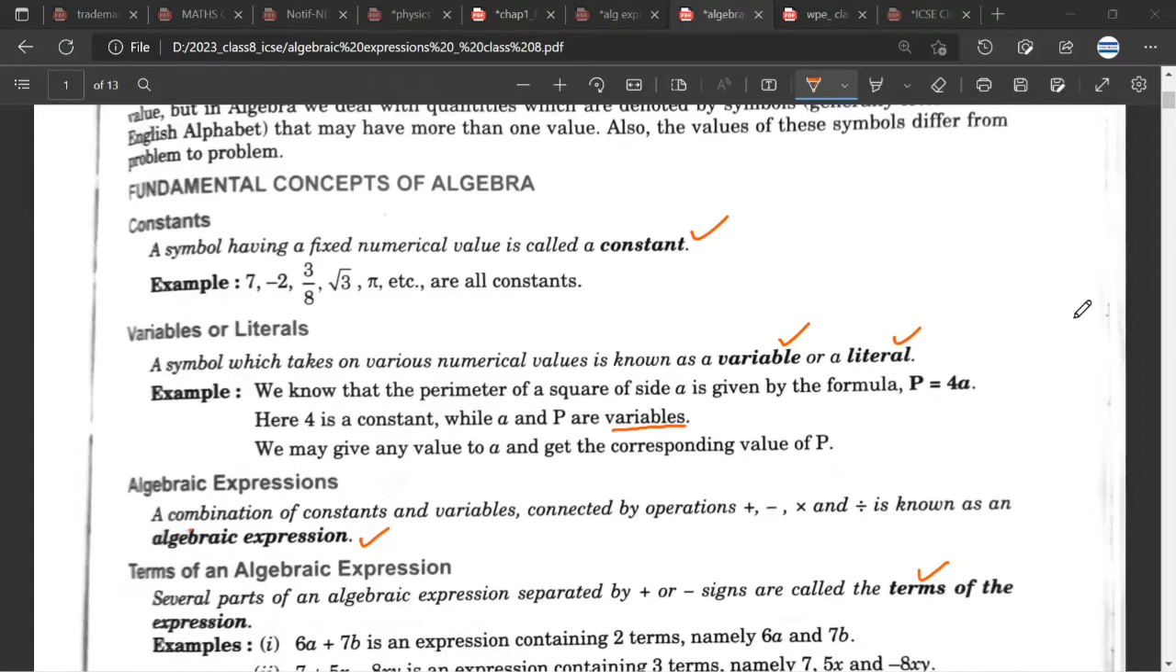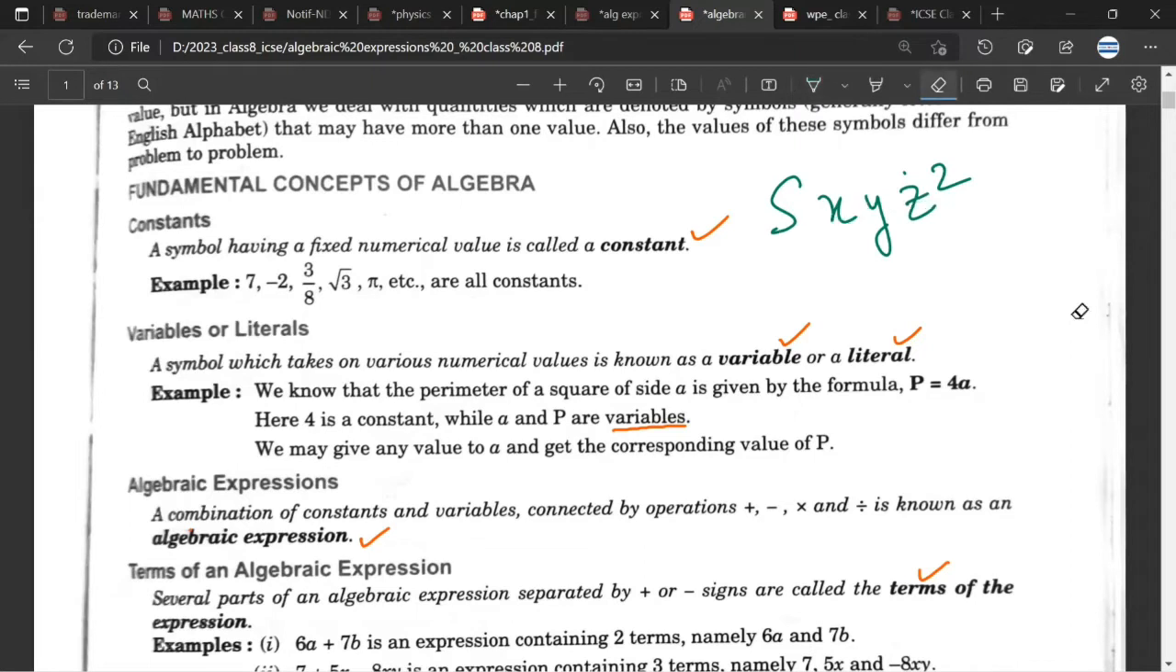And then you will have something called a variable. Variable is, in easy terms, the alphabet part. So for example, if you see something like 5xyz square, 5 is a constant, while x, y, z, the English alphabet part, are the variables. And why are they called variables? Because they can take any value.